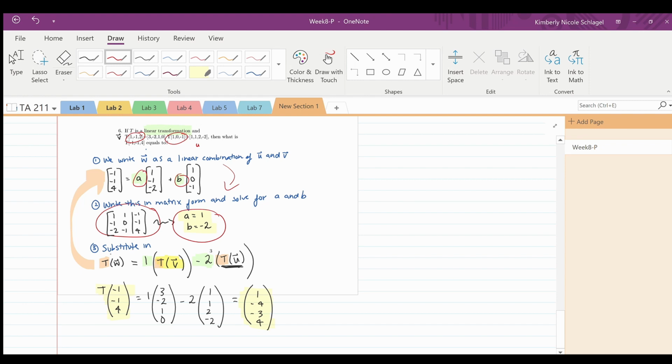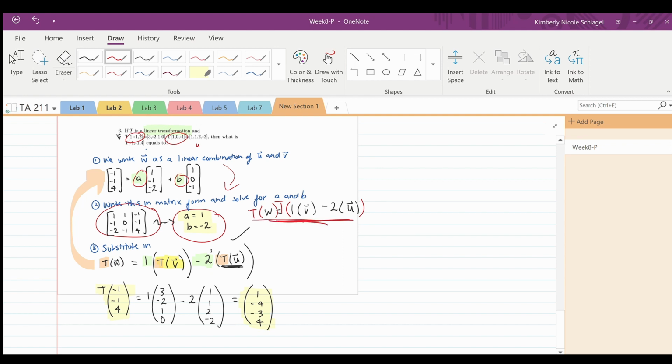Next, you're going to substitute in. Really, you can have an intermediate step if it makes you feel more comfortable. You can say W equals 1 times V minus 2 times U, and then you can take the transformation on both sides. So transform this side, and then the transformation on this side. You can totally do that if it makes it easier. I just skipped that step. Perhaps I shouldn't have, but I did. So that's all I was doing here.